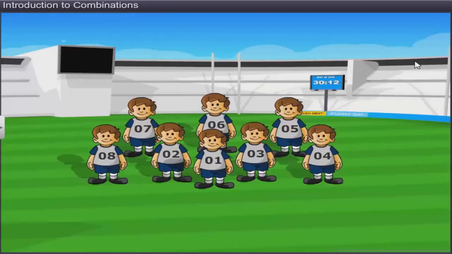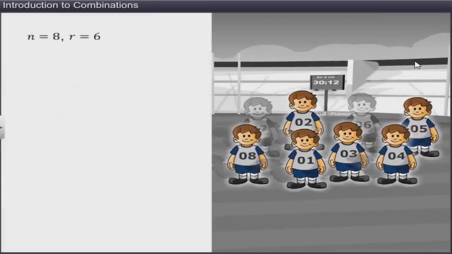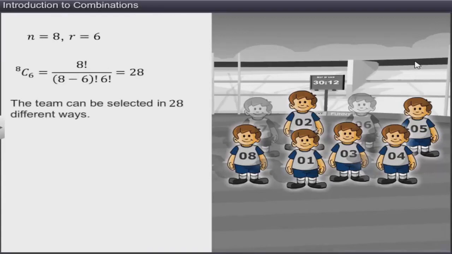Let's use this formula to compute the number of selections possible for a volleyball team of 6 members that have to be selected out of 8 members. We have to select 6 players from a team of 8 players. Here, n is equal to 8 and r is equal to 6. Therefore, 8C6 is equal to 28. This implies that the team can be selected in 28 different ways.